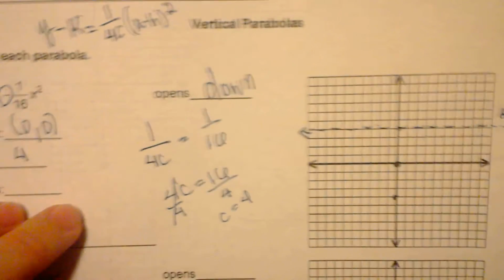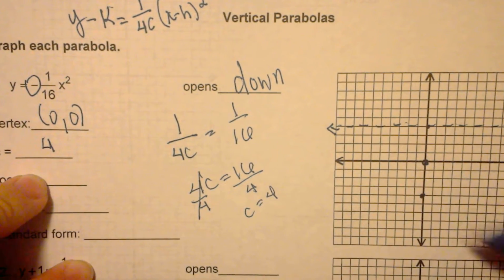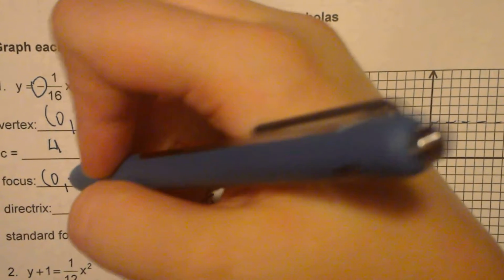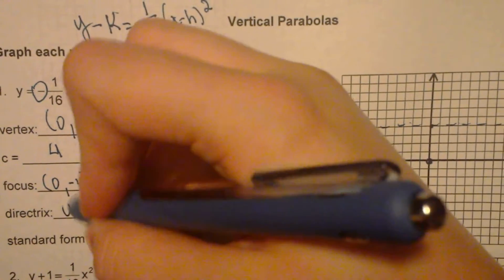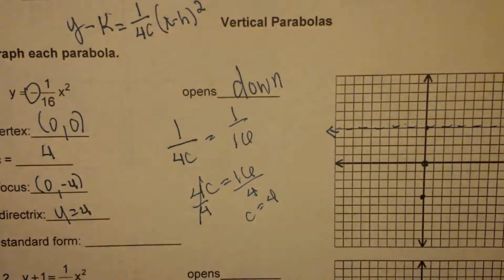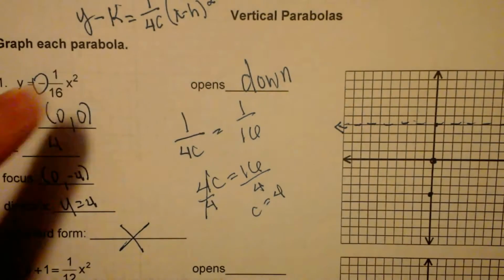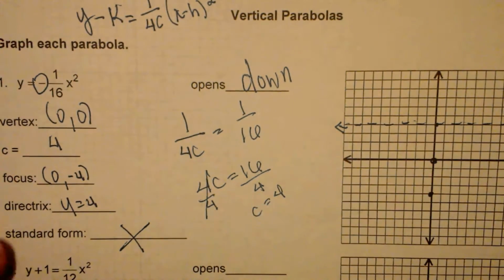So my vertex is at 0, 0. My focus is down here at 0, -4. And my directrix is the line y equals 4. Standard form, I'm not going to worry about that. It's already in standard form, but we don't care.